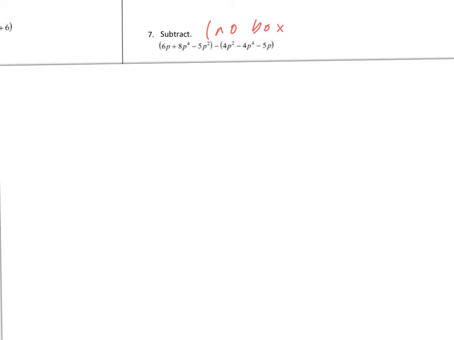All right, this one we want to subtract, and they're not going to use a box for this because this is not multiplying. Multiplying is only for the box. So instead, we're just going to distribute this negative in here. It's going to change all the signs. So it'll make it negative 4p squared plus 4p to the fourth plus 5p. And so then I'm going to rewrite this one just the same way.